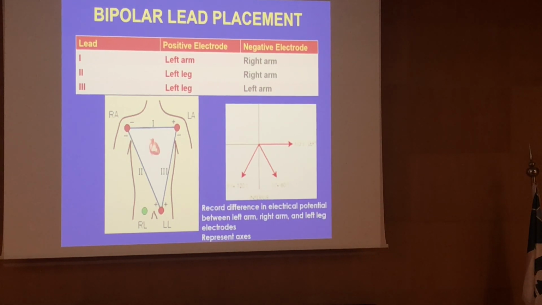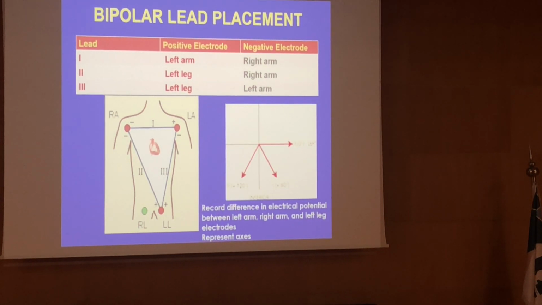And remember, the most important thing for us is where is the positive electrode, where is the negative electrode. So lead 1, we place the negative electrode in the right arm and the positive in the left arm. So we measure the difference between these two electrodes. So what do you expect in lead 1? Will it be positive or negative? Let's talk about the P wave initially. Will the P wave be negative or positive in lead 1?